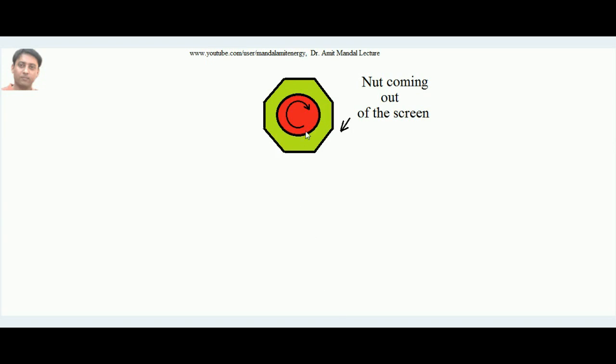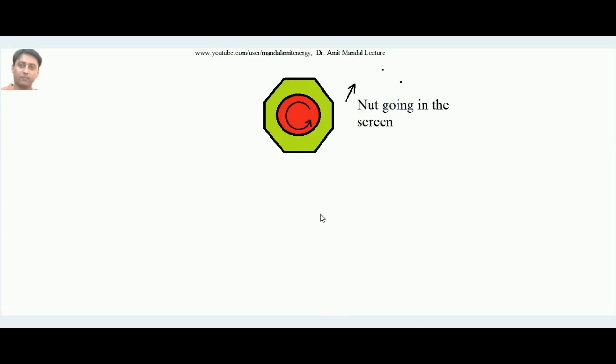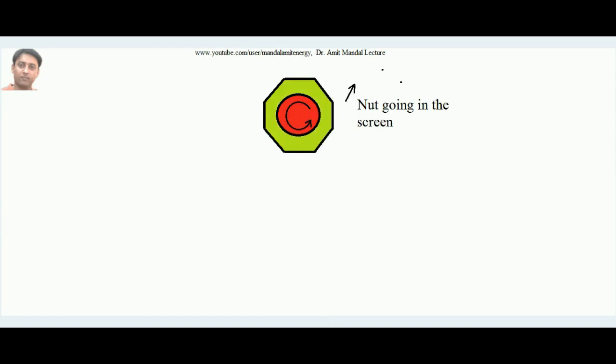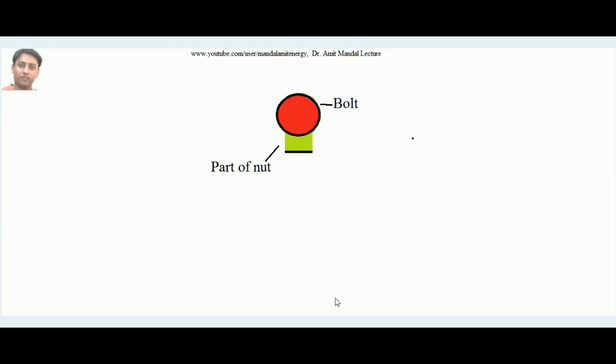Now suppose I am taking only a part of this nut. Most of the nut has been removed, only a partial nut is there whose threads are meshing with this bolt. Still, in case this bolt is turning, this part of the nut will either come out of the screen or go inside the screen, depending upon in which direction the bolt is spinning and in which direction the threads are made. So this partial nut will behave the same as the full nut. That's it. Now it is very easy to understand how a worm gear works.